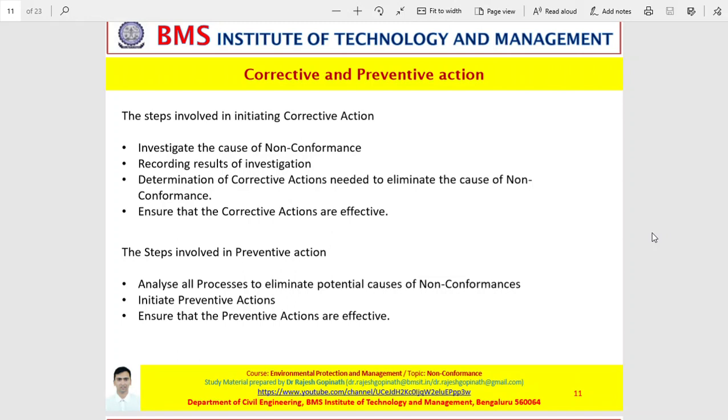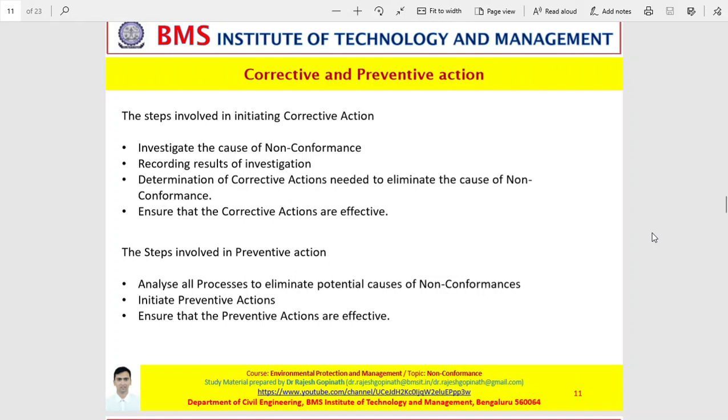So in the first three steps, in the investigation, you have identified the reason why non-conformance happens. Further, you document the results of the investigation on how you have arrived at it. Thirdly, you determine what corrective measures I need to implement to eliminate non-conformance. Having done all these three, if you are always focusing on continual improvement, then the fourth step is most important. You must check whether the corrective actions have been useful and effective in eliminating the non-conformance itself. Now let us move further.